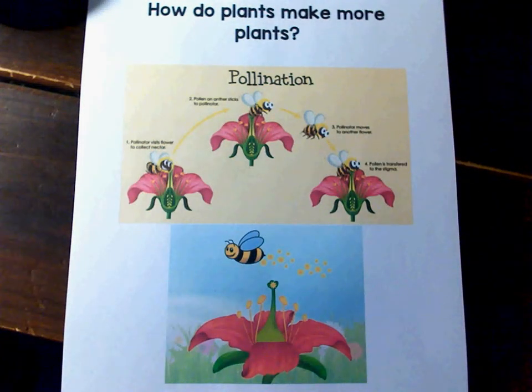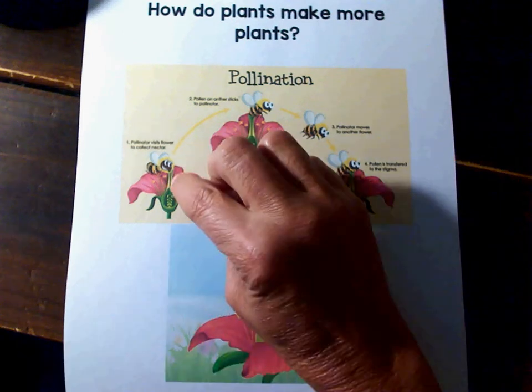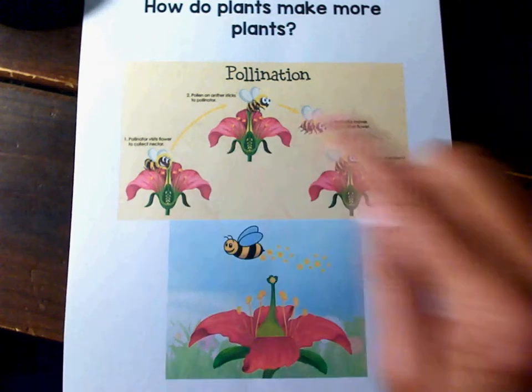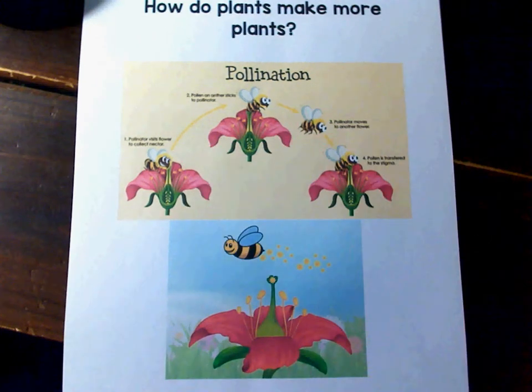Pollination is where pollen, little bitty seeds in a plant, are taken from one plant to another. And when the pollen mixes, the plant will start to make actual seeds, and then those seeds will fall off and replant themselves in the ground, and the process begins again. I'm going to show you an example of pollination.